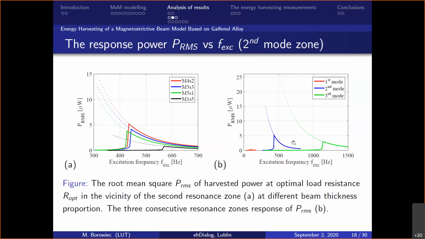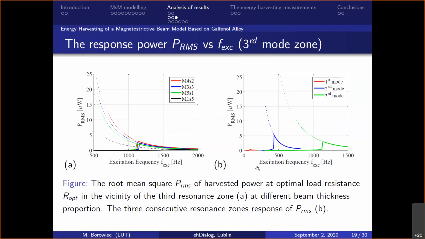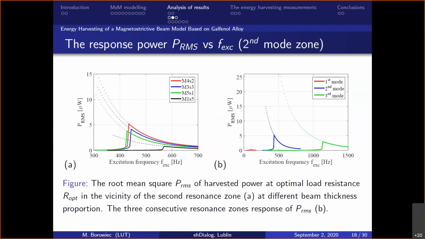And now in this next slide, we have the second and finally the third mode of the system. And in the second mode, intermittent behavior of the system is generated in both the sweep up and down of the excitation frequency of the beam vibration. So we analyzed the system while the excitation frequency was sweeping up and next sweeping down. It corresponds to 2 types of solutions with different levels of harvested power.